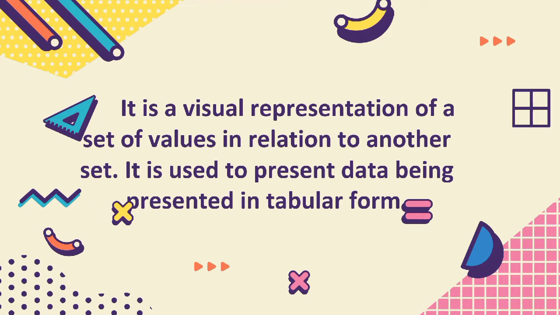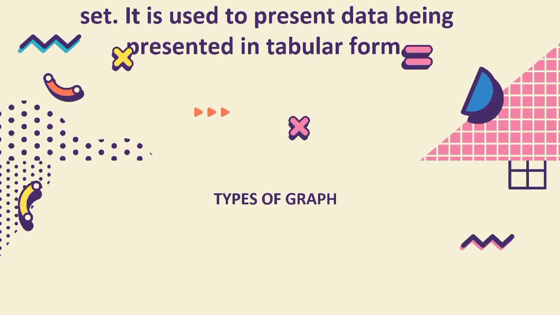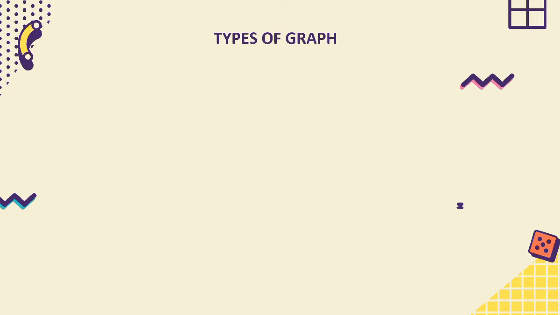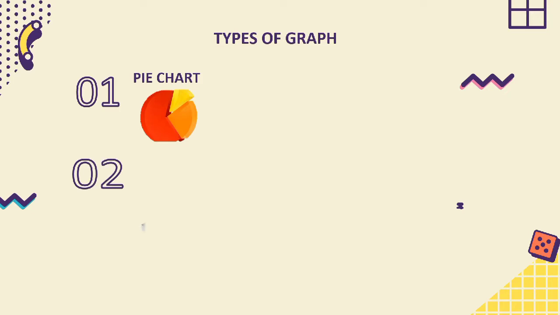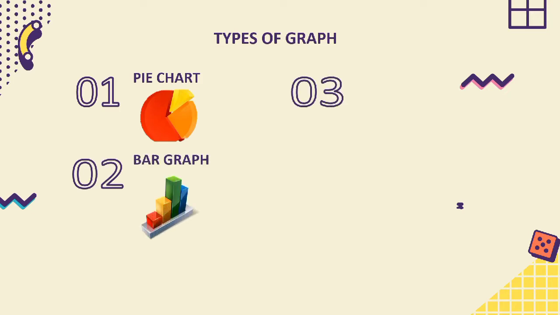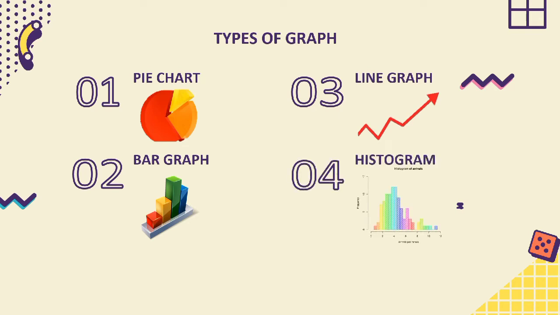The graph also has important features. We have the title of the graph and the two elements or variables that are being analyzed. There are different kinds of graphs, and that is what we are going to talk about in this lesson. So we have pie chart, bar graph, line graph, histogram, and ogive.